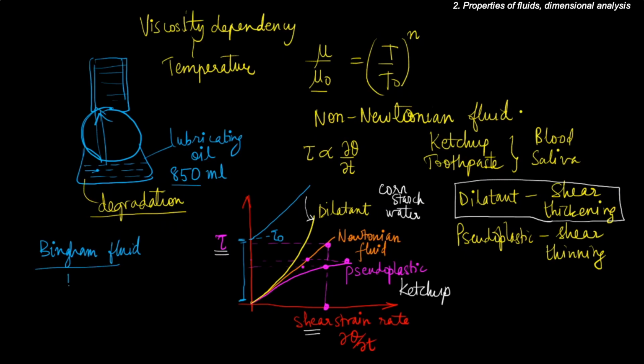An example of a Bingham fluid is toothpaste, because until and unless you provide that offset shear stress to overcome the initial solidness of the toothpaste, you cannot cause it to flow. So that is why it doesn't flow on its own. You need to overcome that initial stress.